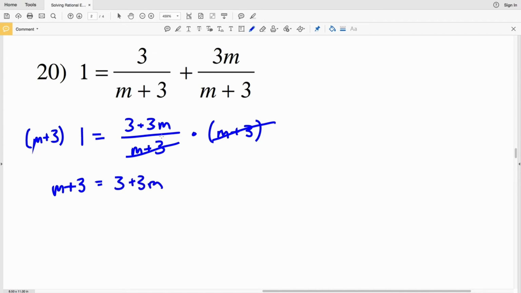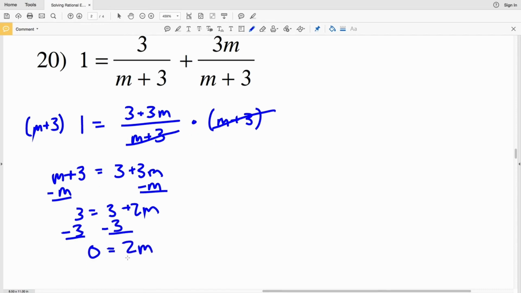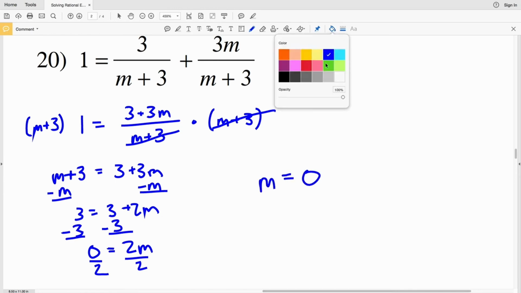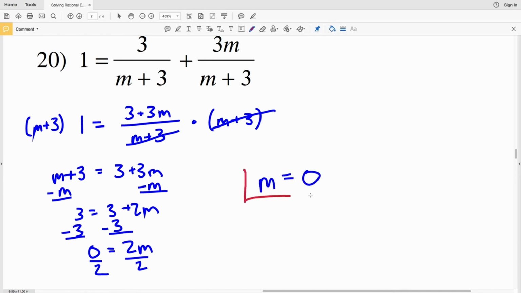I'm going to start by subtracting an m from both sides to get that 3 equals 3 plus 2m, and then I'm going to subtract a 3 from both sides to get that 0 equals 2m. The next step will be to divide by 2, and 0 divided by any number is 0, so m is equal to 0 for number 20.